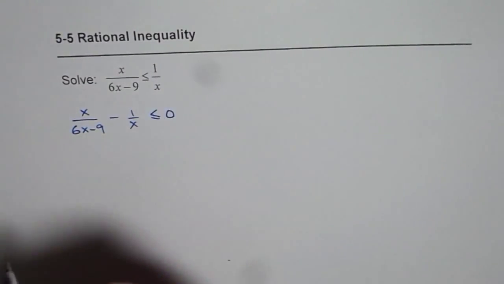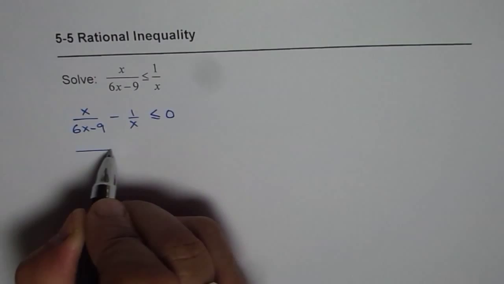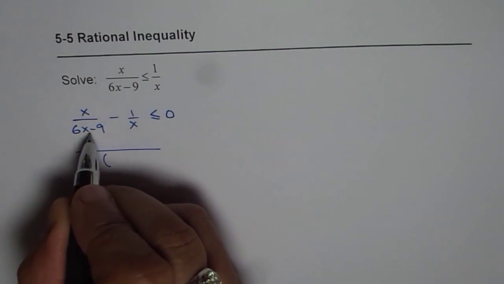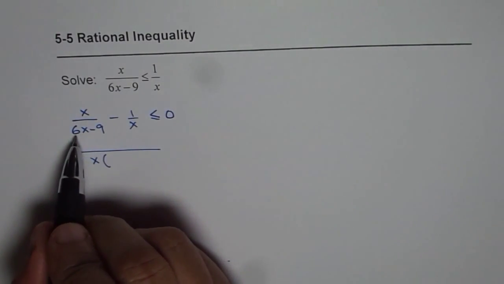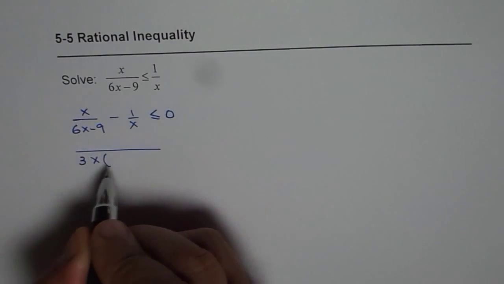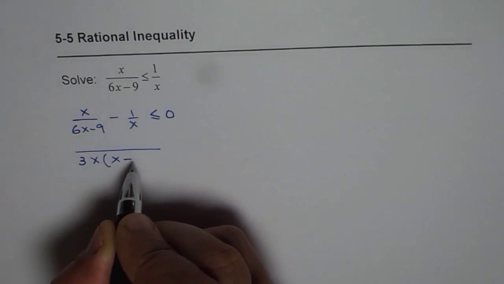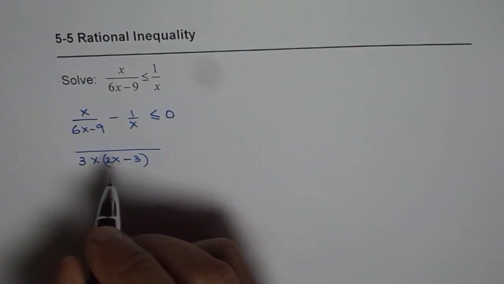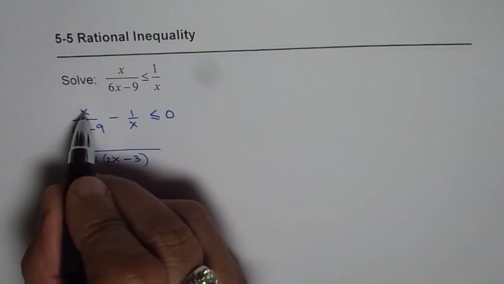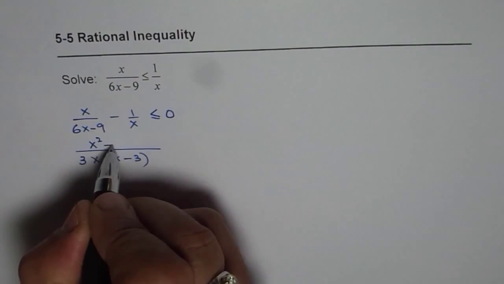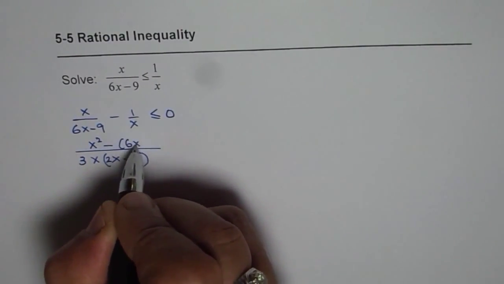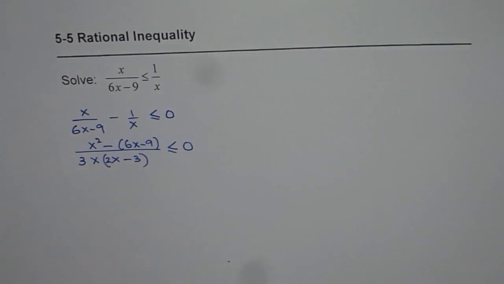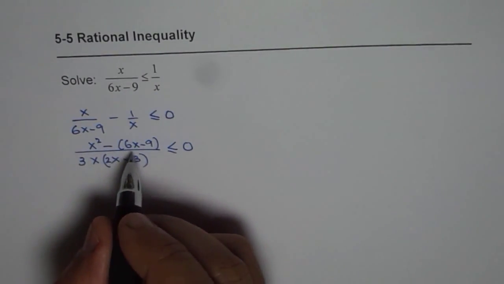or equal to 0. Now we can take a common denominator, which is x times 6x minus 9. We could actually take 3 common from here also, so that we can write this as x times 3 times 2x minus 3. And the numerator will be x multiplied by x, which is x squared, minus 6x minus 9 is less than or equal to 0. So we can open this bracket and solve.